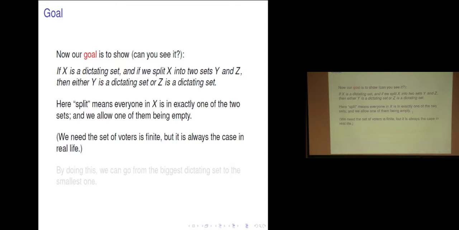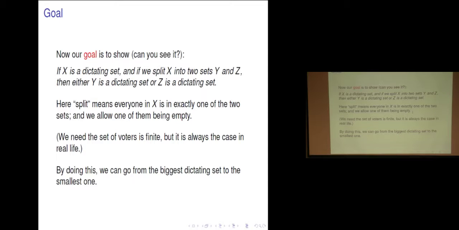So we need to assume the set of voters is finite. If it's infinite, then weird things happen. But who is going to consider infinitely many voters? In real life, it's always finite. So you chop, and in the end, you get a dictating set with a single element. That's the dictator. So the plan is clear: by doing this, we go from the biggest dictating set to a smaller one, to the smallest one.